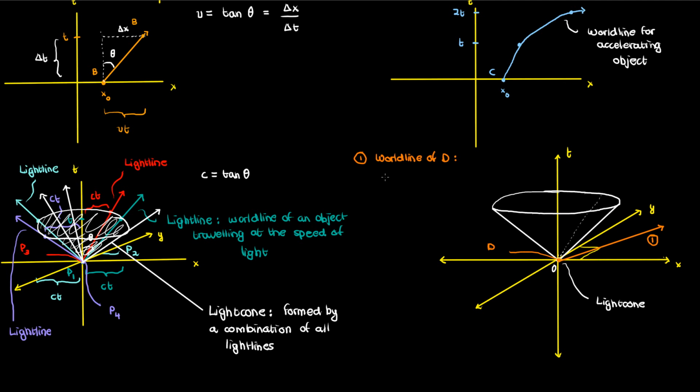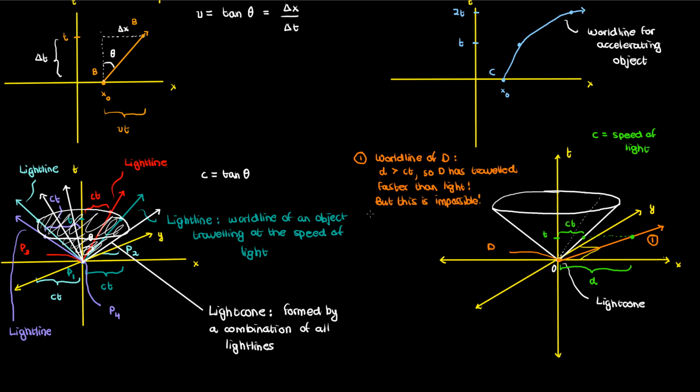What does this mean? Well, if I look at some arbitrary time t, then the distance along my light cone for that time will be c times t, where c is the speed of light. However, the distance my object D has traveled is clearly greater than c times t. Therefore, the object D has, in effect, traveled faster than light in that time t. It's gone further than the beam of light has. This is clearly not possible. An object cannot travel faster than light in special relativity.